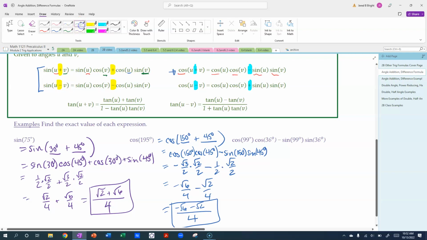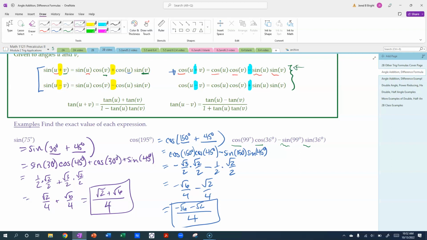All right, now we're going to do something a little bit bizarre. We're going to go in reverse of sorts. So we have cosine of 99 cosine 36 minus sine 99 sine 36. So automatically I see it's cosine, cosine, sine, sine. So my attention is drawn to those two formulas. And I notice that if I have minus in between, that corresponds to the first one.